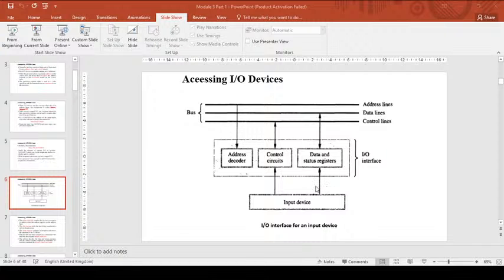So whenever S out is set, the data from the processor is transferred to the display device or the printer. Data from the processor is transferred to the output device. It can be a printer, screen, anything. As soon as the data is transferred to the data out register of the output device, S out will be reset.